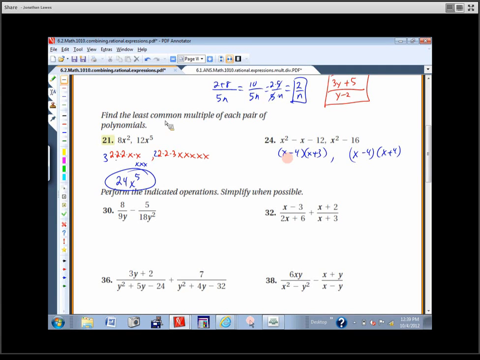What does this one need? X plus 4. Okay, so we need an x plus 4. Now, if you want to come over here and say, gosh, what does this one need? It needs an x plus 3. That's totally fine with me. I like the idea and everything.